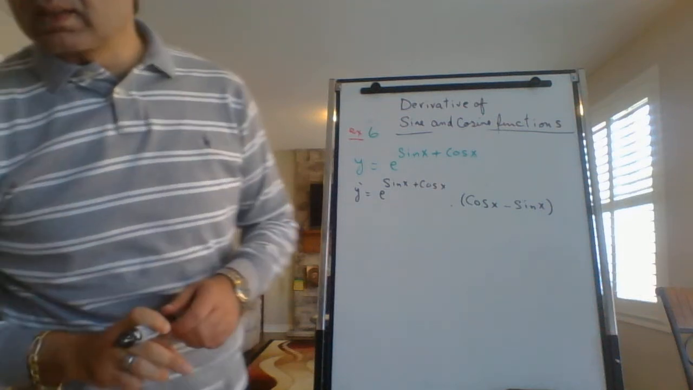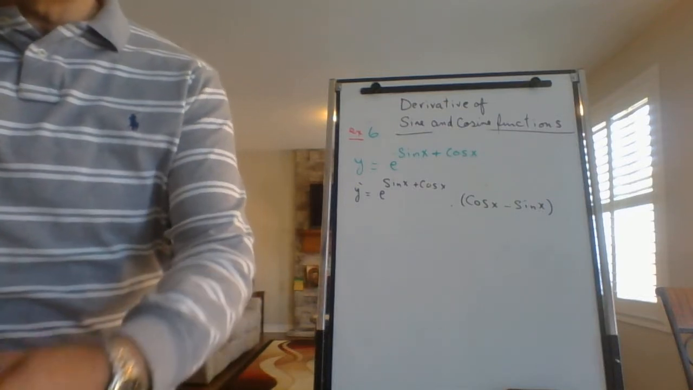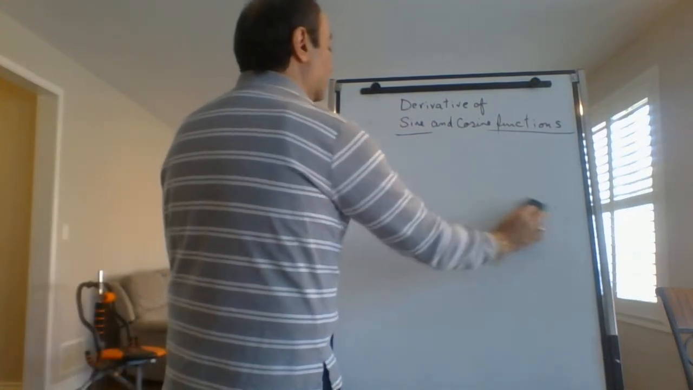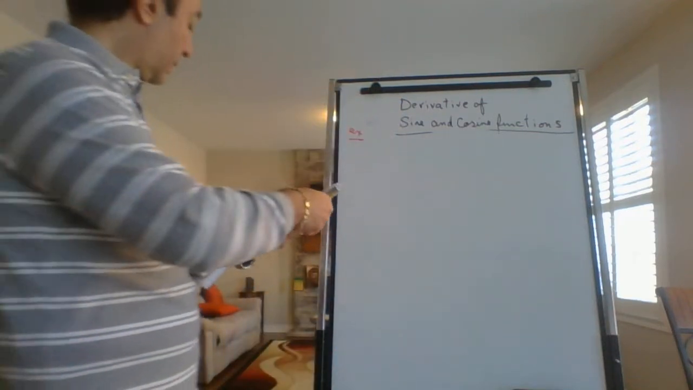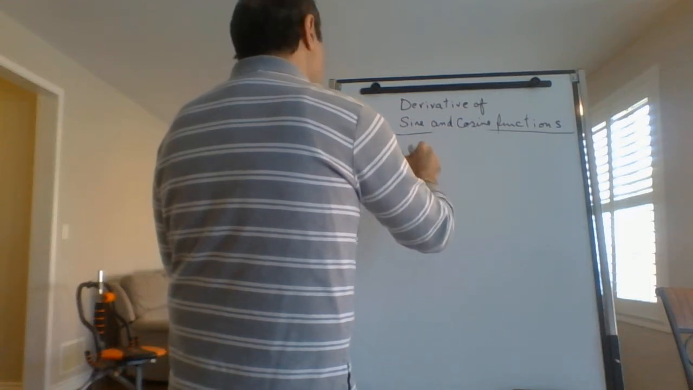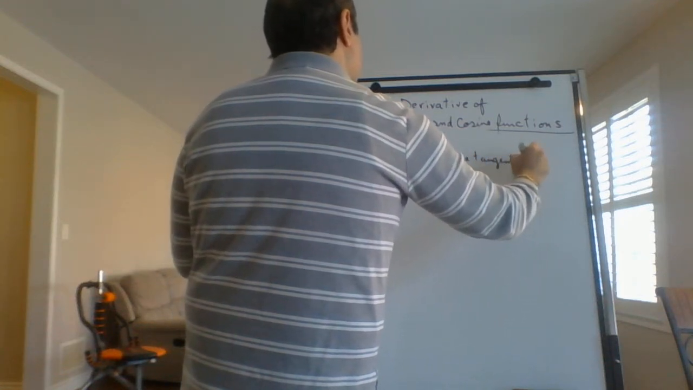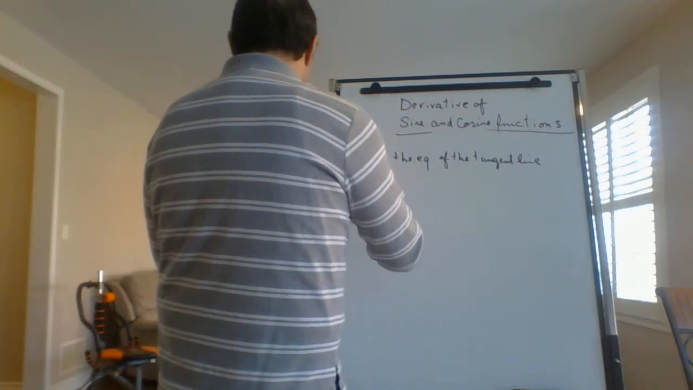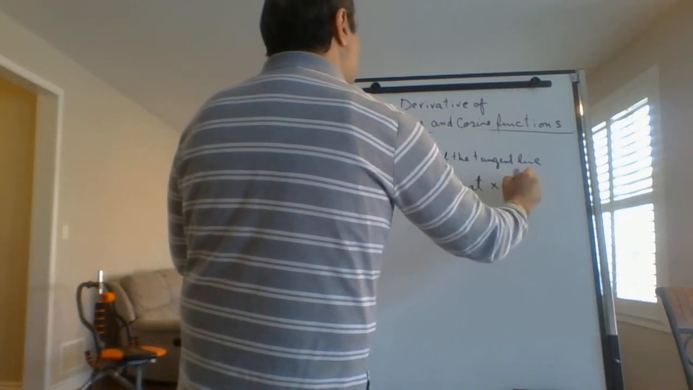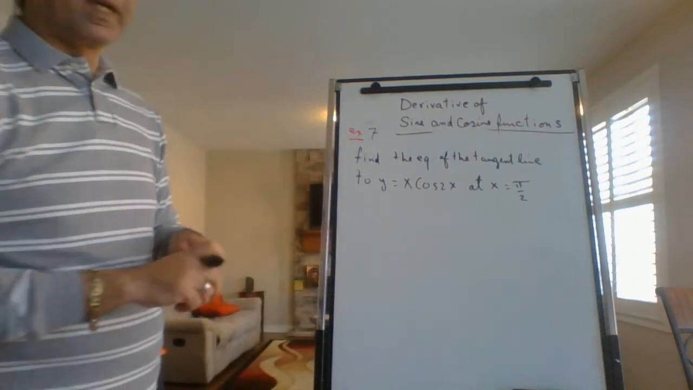Okay, I want to do the classic question one more. So this will be the last example, example 7. Example 7 says find the equation of the tangent line to y equals x cosine 2x at x equals pi over 2. Again, this is a classic question and we have seen it many times. We are going to do it here in trigonometric functions.